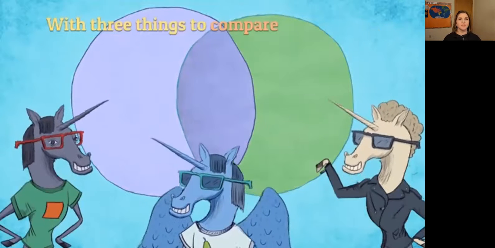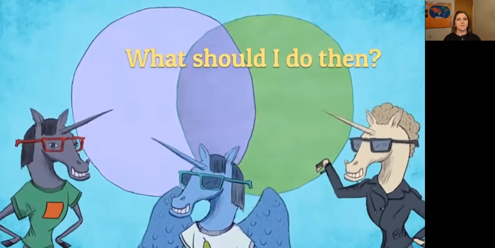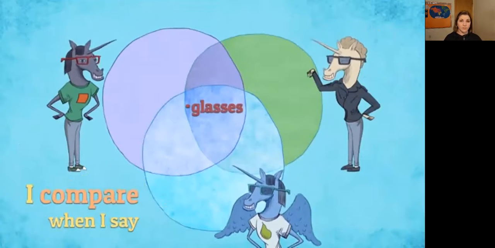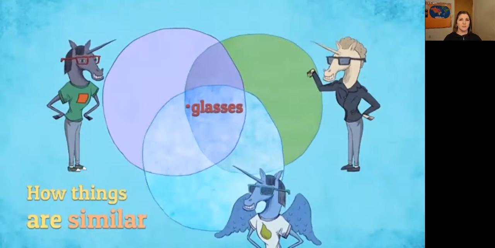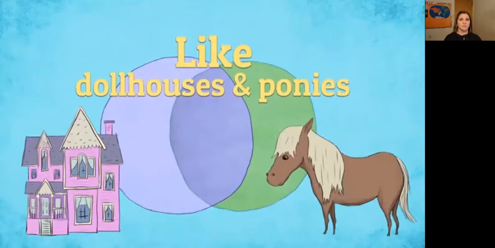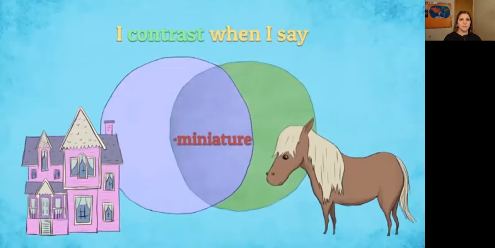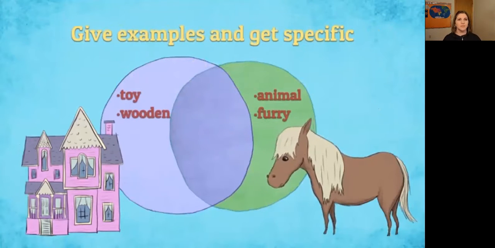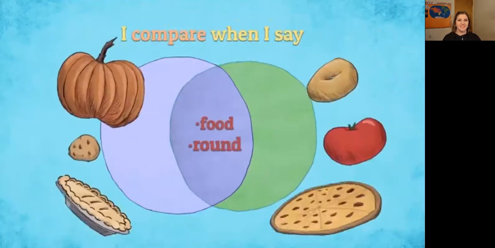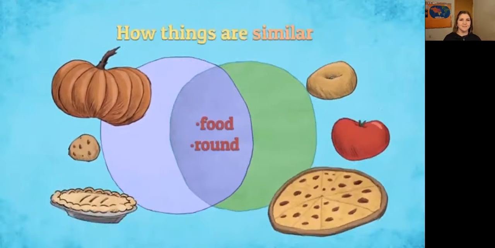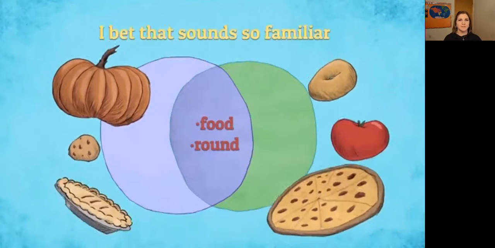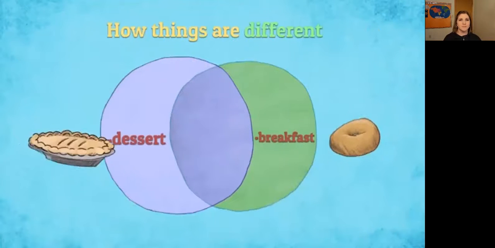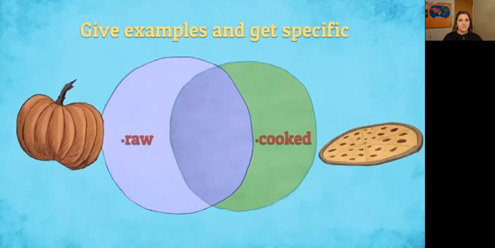With three things to compare, what should I do then? I could add a third circle, so then let's get it in. I compare when I say how things are similar, like dollhouses and ponies, both miniature. I contrast when I say how things are different, give examples and get specific. You get it? I compare when I say how things are similar or the same. Yeah, I bet that sounds so familiar. I contrast when I say how things are different, give examples and get specific.